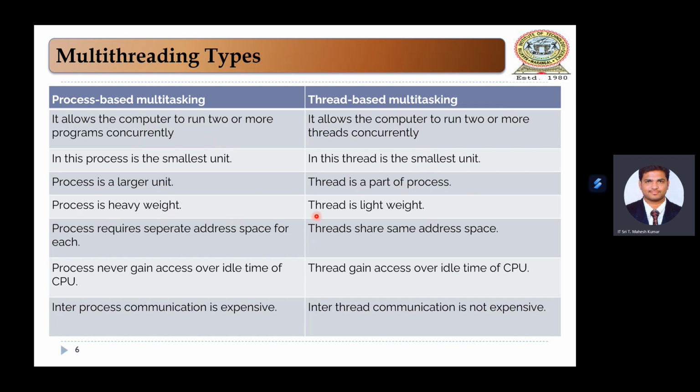A process is heavyweight and a thread is lightweight. A process requires a separate address space for each, whereas threads share the address space. A process never gains access over idle time of the CPU, whereas a thread also gains access over idle time of the CPU. Inter-process communication is expensive. Inter-thread communication is not expensive. These are the differences between process-based multitasking and thread-based multitasking.